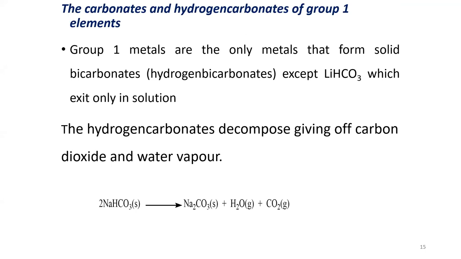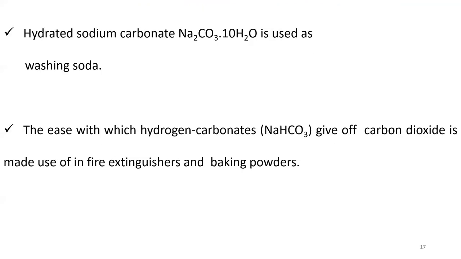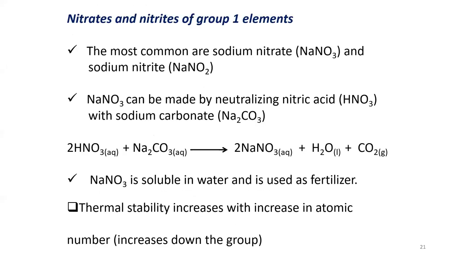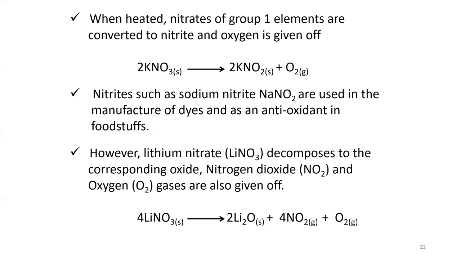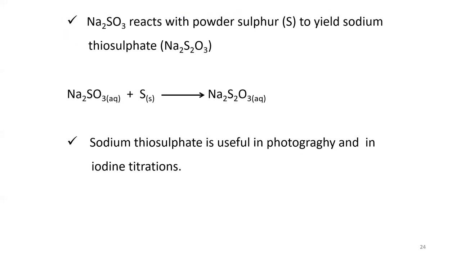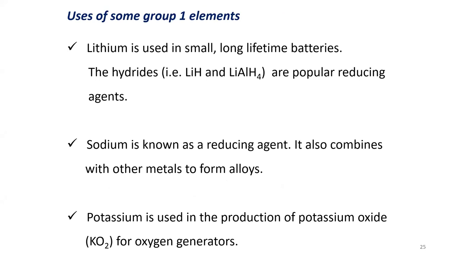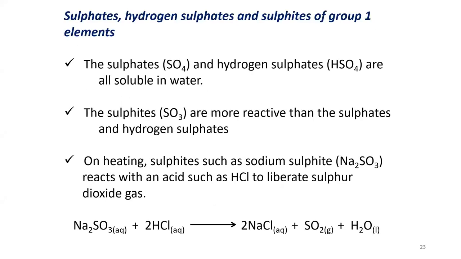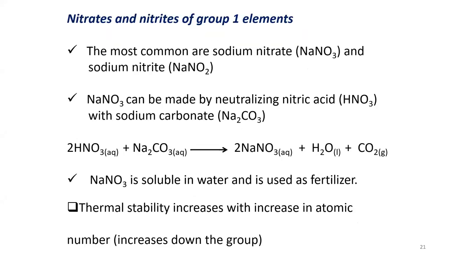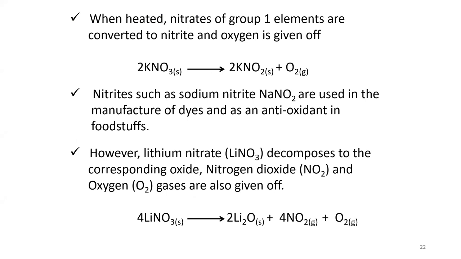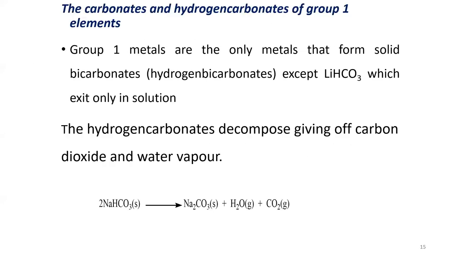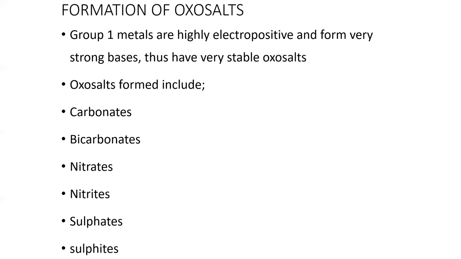This is your carbonate, sodium hydrogen carbonate. This is your sodium carbonate. This is the lithium nitrate. This is your sulfite. This is SO4 sulfate. So have you seen them? So we have your carbonate, your sulfite, your nitrate, your nitrite. So those are the oxo salts: carbonate, bicarbonate, that is hydrogen carbonate, nitrate, nitrite, sulfate, SO4, sulfite, SO3. So those are the oxo salts.